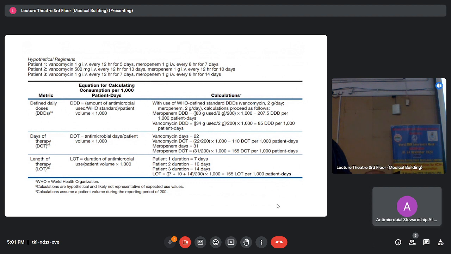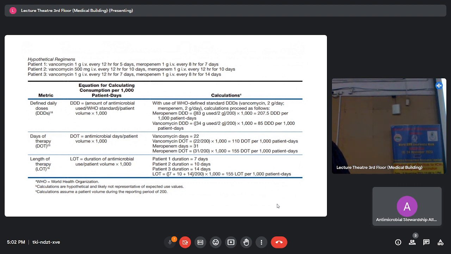Same for vancomycin, we get 85 DDD per 1000 patient days. But here you can see that 85 DDD is not correlating with what you prescribe daily. Vancomycin is 500 milligram BD, as I said, or it can vary. Then in days of therapy, we have taken into consideration the number of days the antimicrobial is given. So here vancomycin was given for 22 days in total. Simply putting it into the formula, we get 110 days of therapy, and same for meropenem.